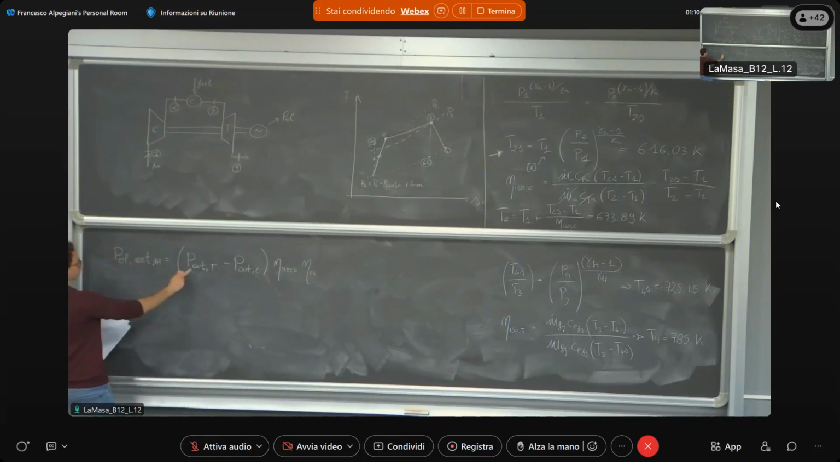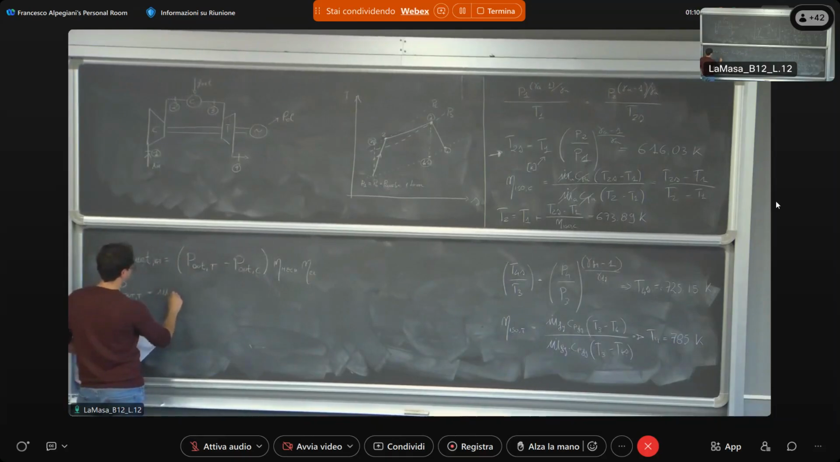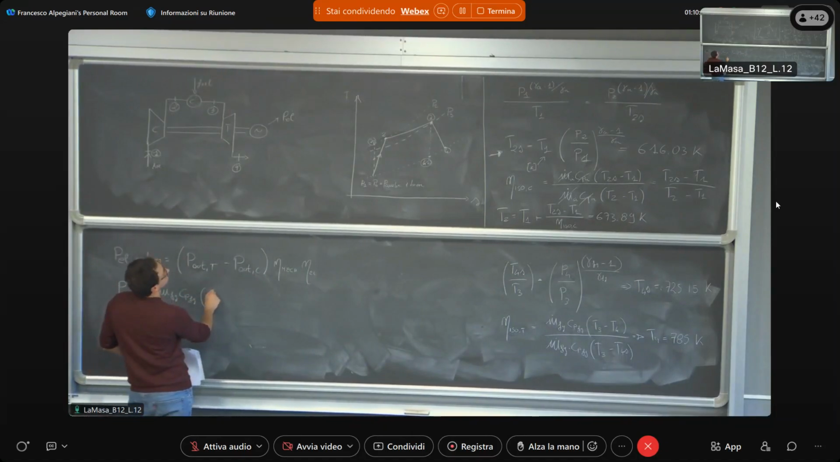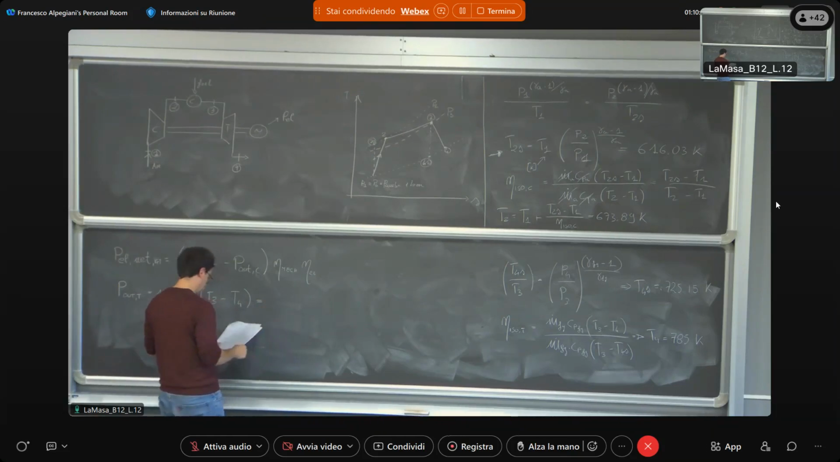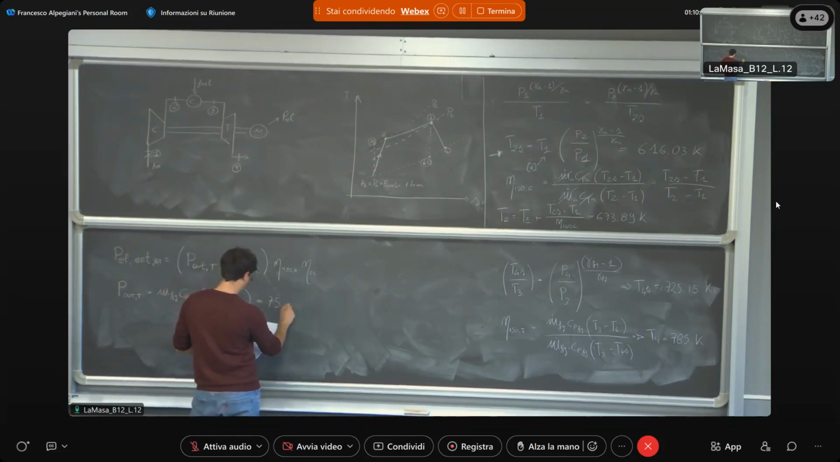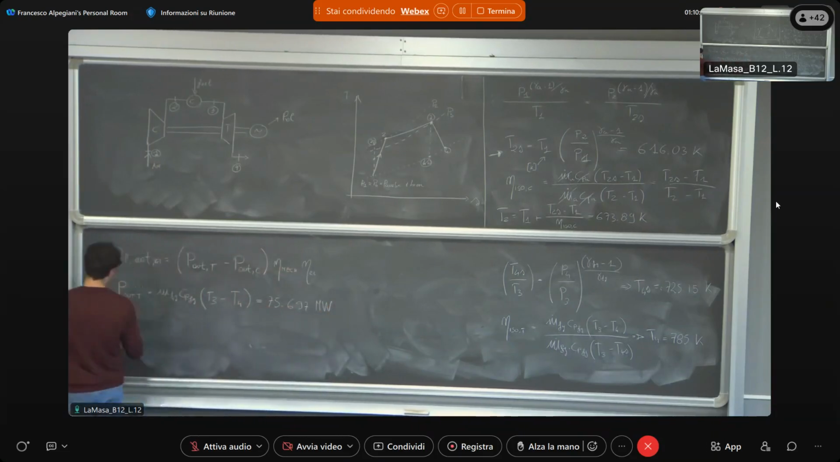So let's calculate before the power output of the turbine. So P out of the turbine is equal to the mass flow rate of the flue gases times the Cp of the flue gases times T3 minus T4, and it comes equal to 75.697 megawatt, while the power output of the compressor is the same, but it elaborates a mass flow rate which is lower because it's just the mass flow rate of the air, and the Cp that we need to use is the one related to the air, and the temperature will be T2 minus T1.